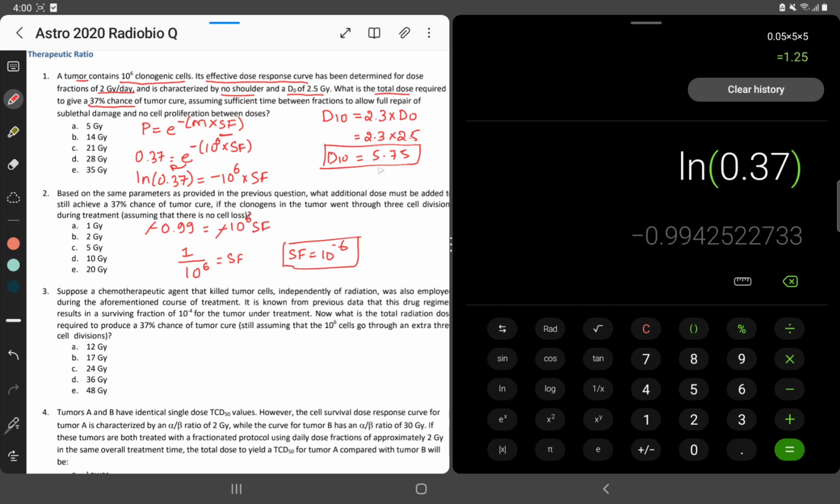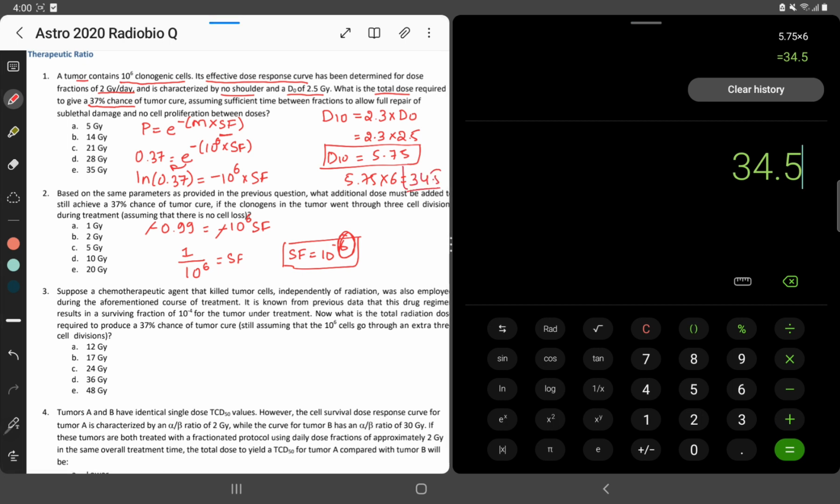So we have to multiply this number of decades of cell kill with this. 5.75 into 6 equals 34.5. So our answer should be 34.5, which is nearly 35 over here in E.